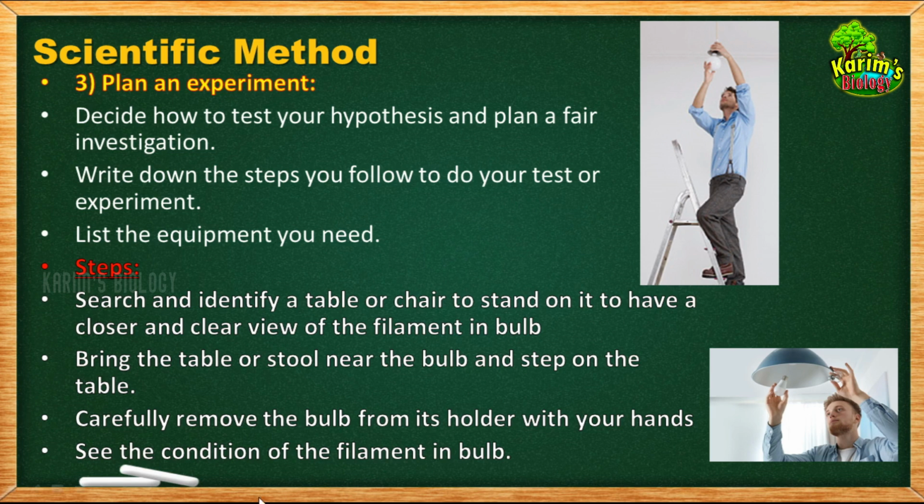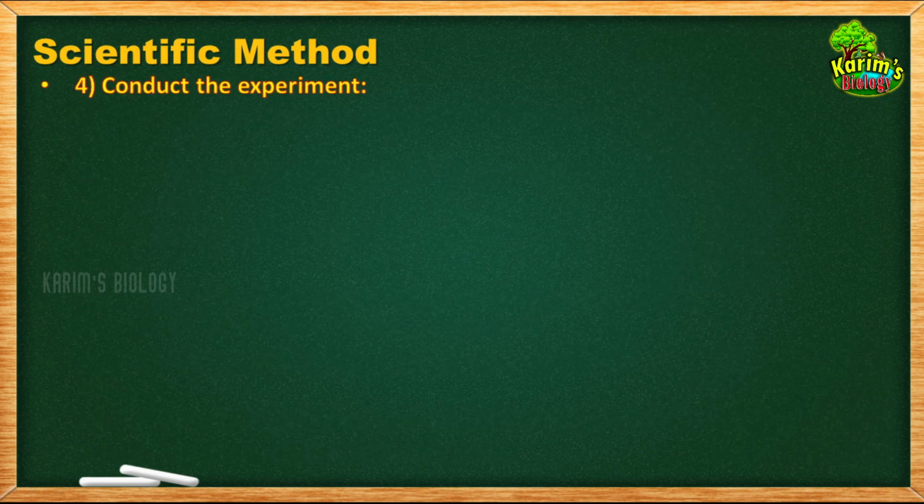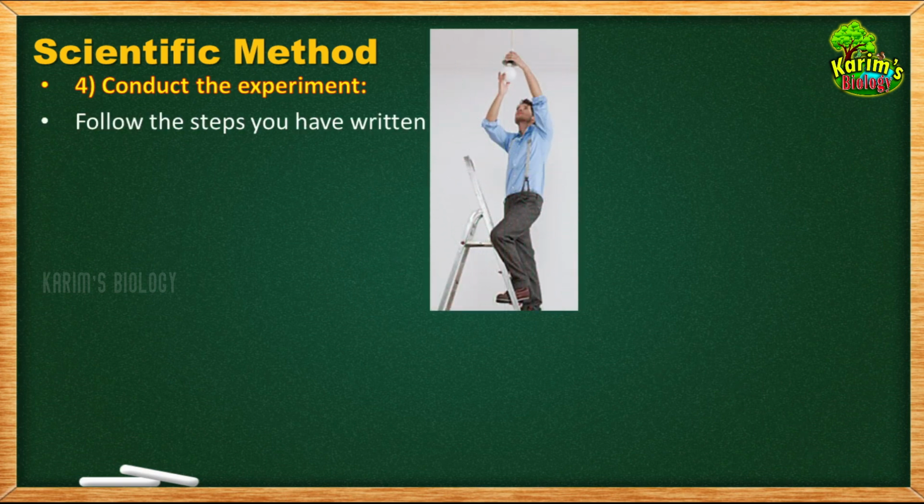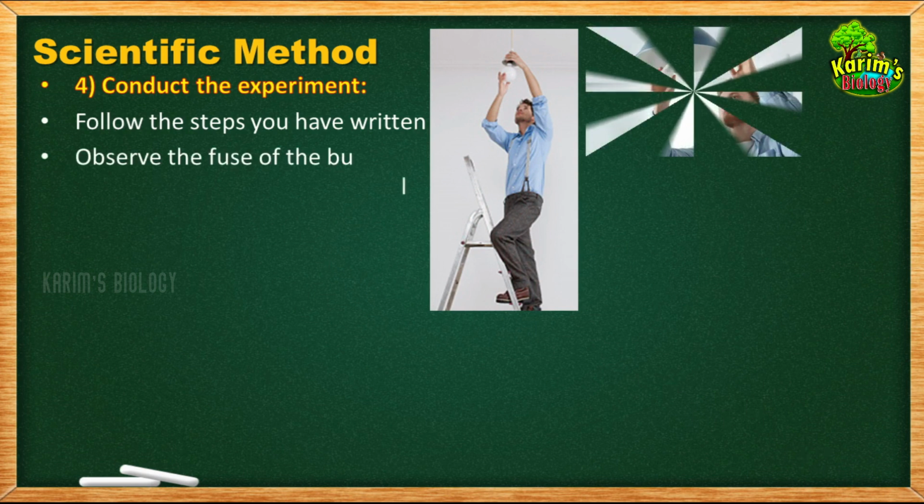Okay, remember that he has not completed these steps, he just planned an experiment. So this is the experiment that he planned to test his hypothesis. So in the next step, he has to conduct the experiment. So what should you do in this step? In this step, you have to follow the steps you have written. See, Ramu has written some steps. Okay, so these steps he has to follow.